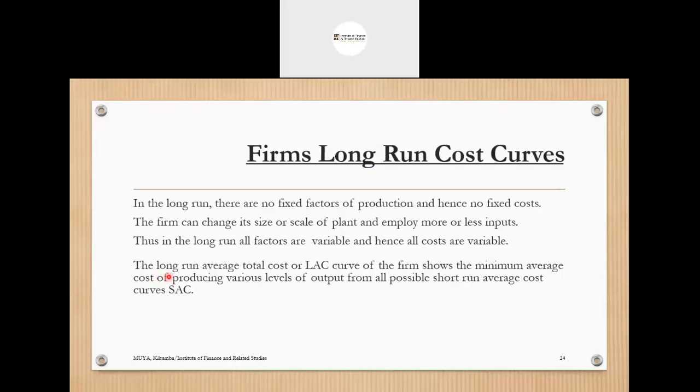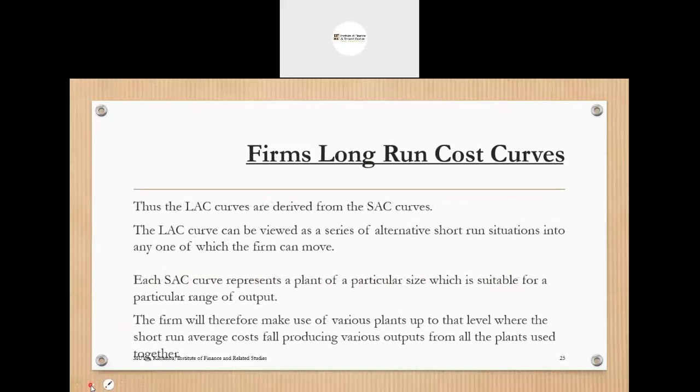In the long run, the average total cost curve, or the LAC curve, shows the minimum average cost of producing various levels of output from all possible short-run average cost curves. And we derive the long-run average cost curve from several short-run average cost curves. We look at the average cost curve as a series of short-run alternative situations into any one of which the firm can move.